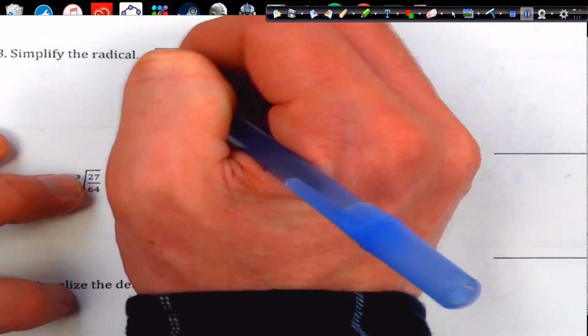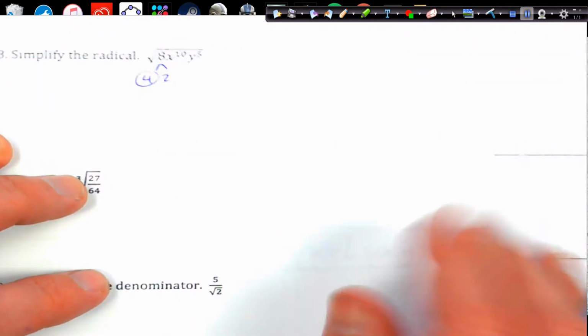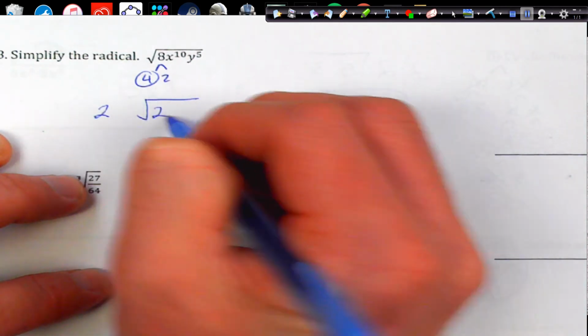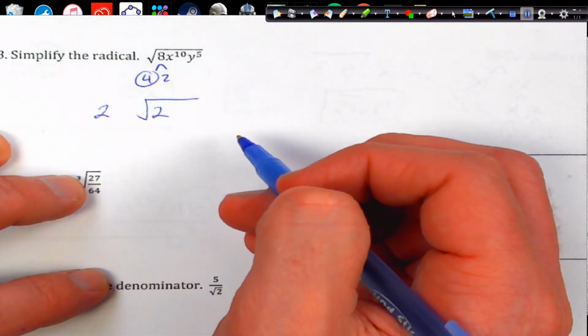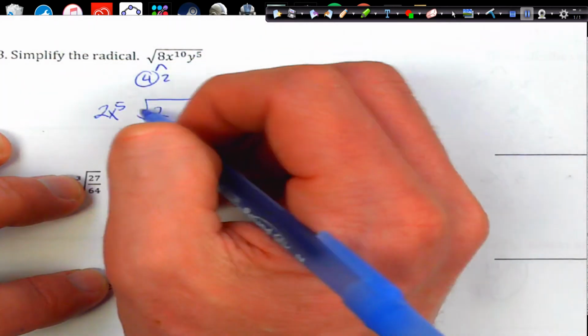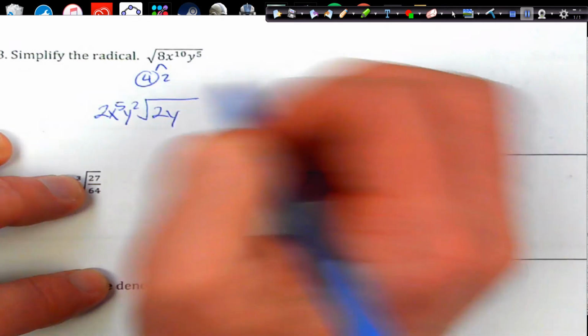We can break this down to 4 and 2. 4 is a perfect square, so I could just pull it out that way, 2, and then leave the 2 behind. X to the 10th, 2 will go into that evenly 5 times, and 2 will go into that twice with a remainder of 1.